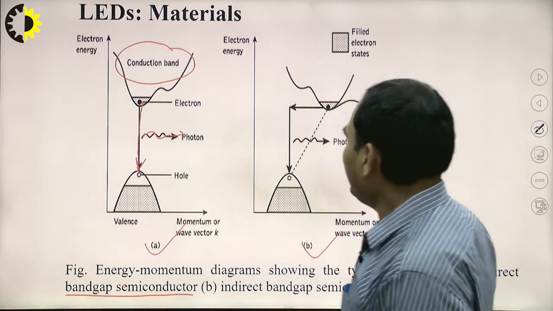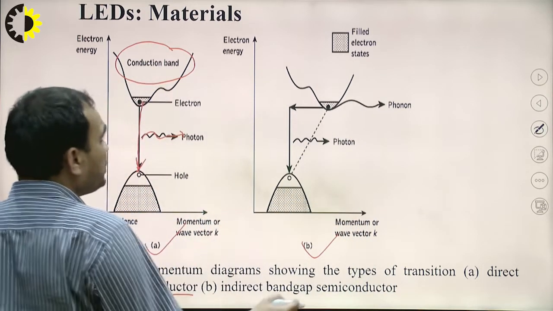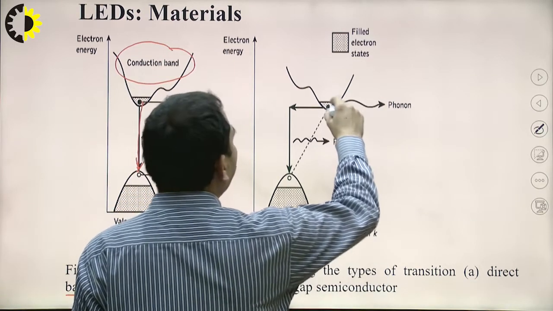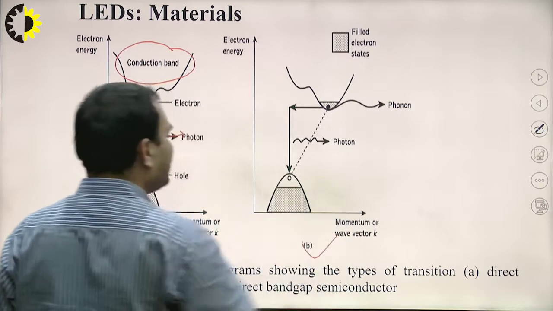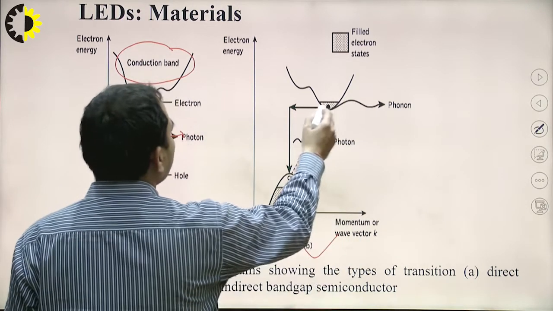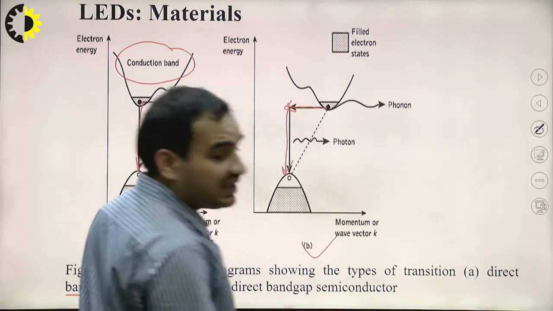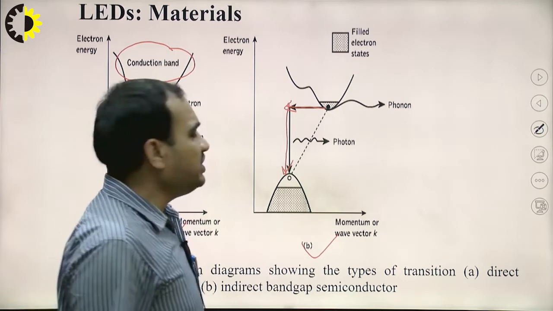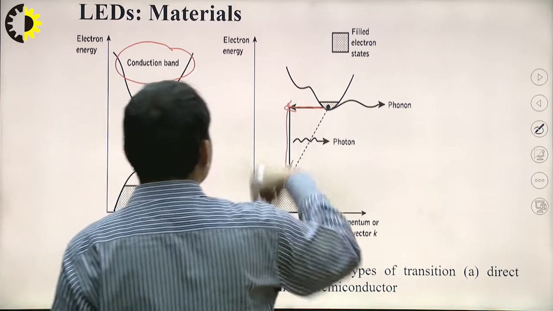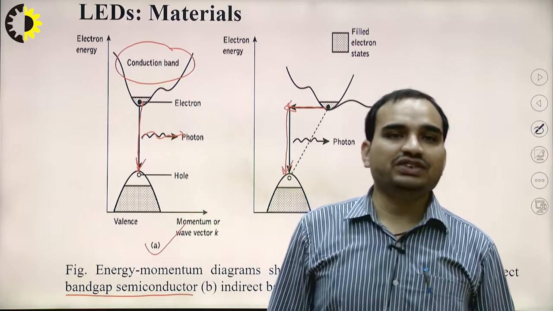In the second figure, as we can see, we have the momentum or the wave vector on the x-axis, and the y-axis is the electron energy. The electron from the higher energy state does not come directly to the valence band to form the covalent bond, but it first reaches an intermediate state and then comes back to the lower energy state, that is the valence band, to form the covalent bond. So this is known as the indirect band gap, because the electron is not switching directly from the higher energy state to the lower energy state.